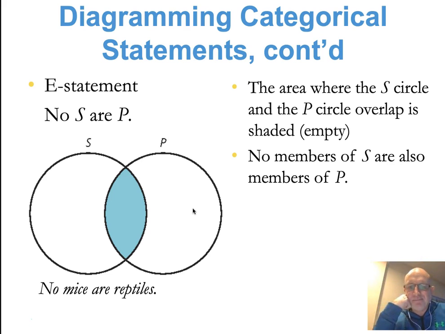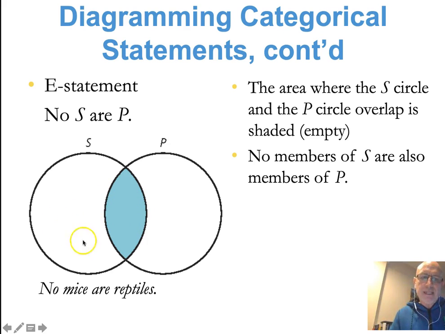Sorry about that. The E statement is a universal negative. There are no S that are P. No wombats are marsupials, or in this case, no mice are reptiles. S being mice, P being reptiles, and we shade this in fully to show that there is no overlap, that there is nowhere where mice are reptiles. Remember, if we said some mice are reptiles, there'd be an X here.